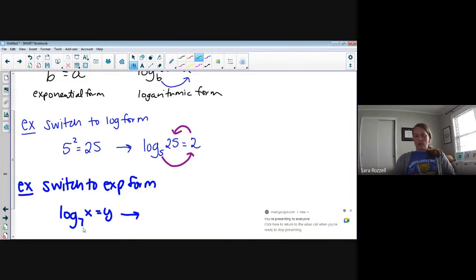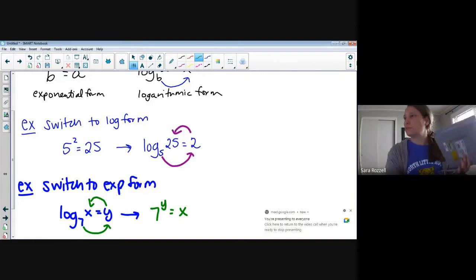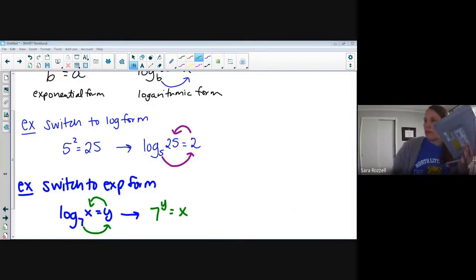All right, I'm getting a lot of good answers. I'm going to go ahead and do this just to make sure that got it. 7 to the y is equal to x. Okay, did we all get that one? All right, good job. Now what we're going to do is we're going to evaluate logarithms.